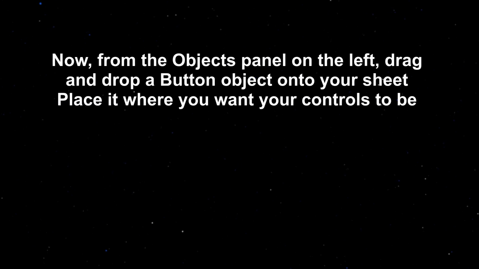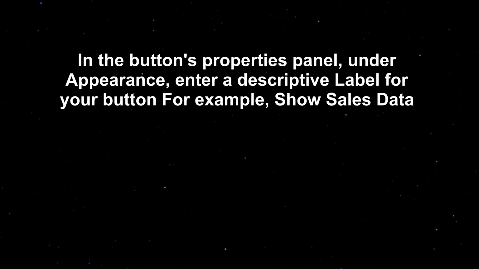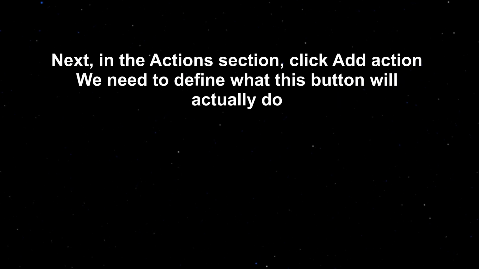Now, from the Objects panel on the left, drag and drop a button object onto your sheet. Place it where you want your controls to be. In the Button's Properties panel, under Appearance, enter a descriptive label for your button, for example, Show Sales Data. Next, in the Action section, click Add Action. We need to define what this button will actually do.